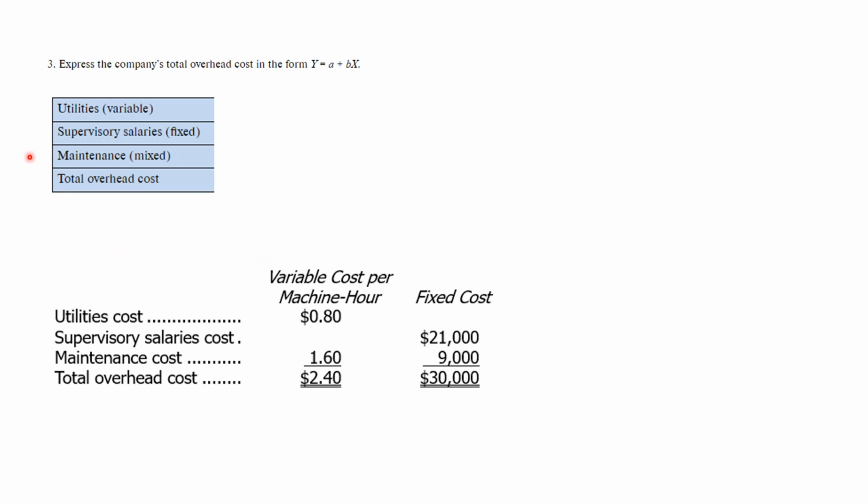But remember, our maintenance we just figured out also has a variable component of $1.60 per machine hour. So by adding together these 80 cents and our $1.60, our total variable cost per machine hour for the total overhead cost, not just maintenance, is going to be $2.40. So that's one component. If we look at our formula, we have y equals, we don't know our fixed cost yet, so let's put A, plus the $2.40 we just calculated times X.